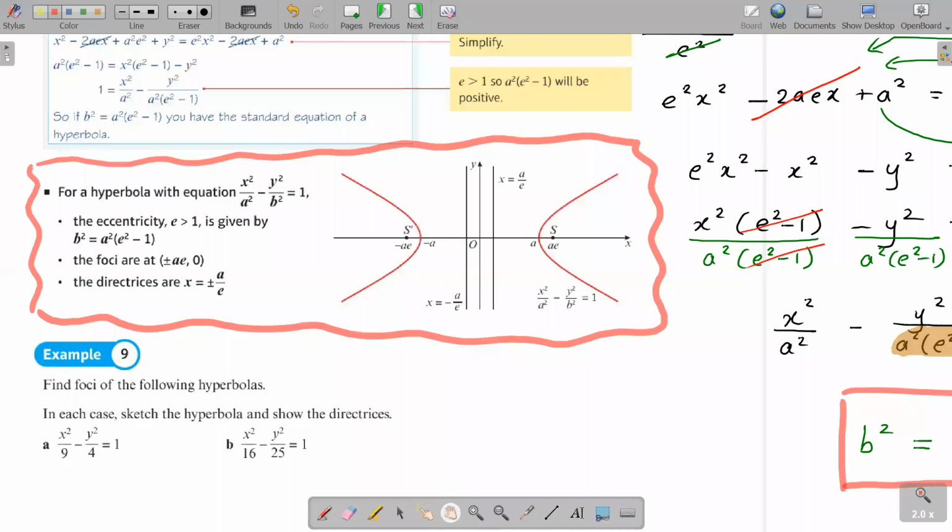For a hyperbola with equation x square over a square minus y square over b square equals 1, the eccentricity, where e is greater than 1, is given by b square equals a square, e square minus 1. The foci, can you see the foci inside the hyperbola? The foci are plus or minus ae, and the directrices, do you see it's outside the foci? Directrices are plus or minus a over e. Okay, so this is the equation. Draw this diagram and make sure you understand all the directrices and foci because that's what you need to do. Next thing you need to do is to draw the hyperbola and the ellipse along with their foci and the directrices.